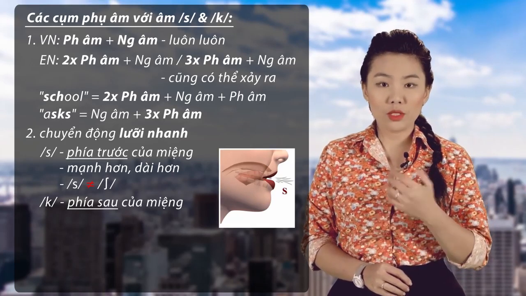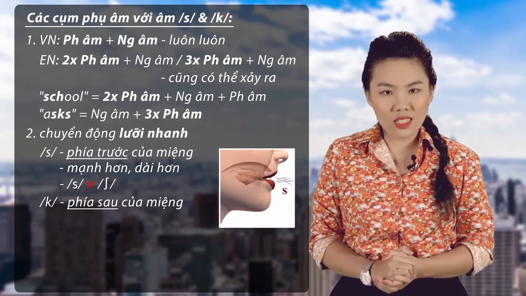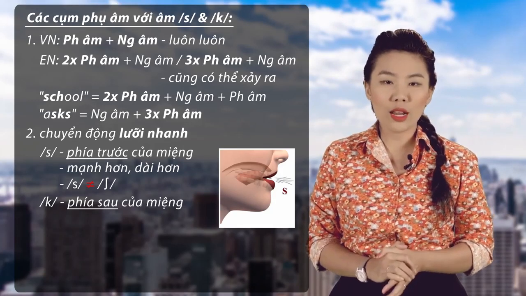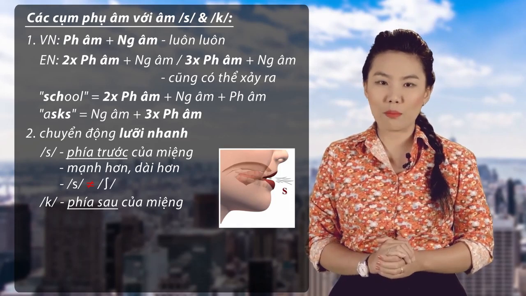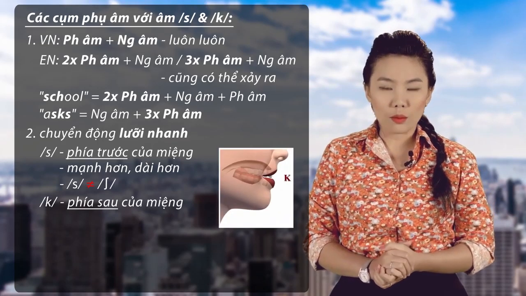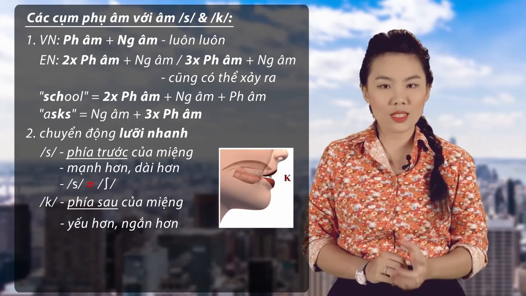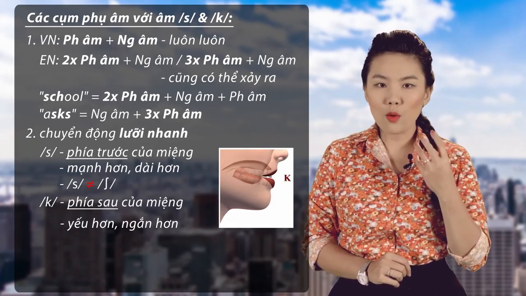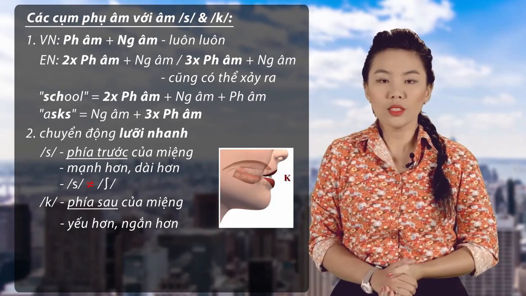Và nếu bạn gặp sự cố với âm s hoặc không thể phân biệt được âm s và âm sh thì hãy vui lòng xem lại tập 1 nơi bạn sẽ tìm thấy hướng dẫn chi tiết và bài tập thực hành. Âm k trong các cụm phụ âm là một âm thanh yếu và ngắn hơn so với âm s. Nó được thực hiện ở phần sau của miệng bằng cách kéo lưỡi của bạn ngược trở lại ra phía sau.